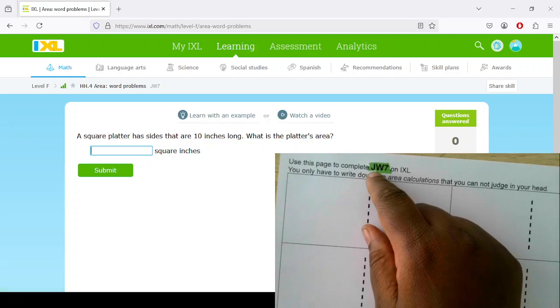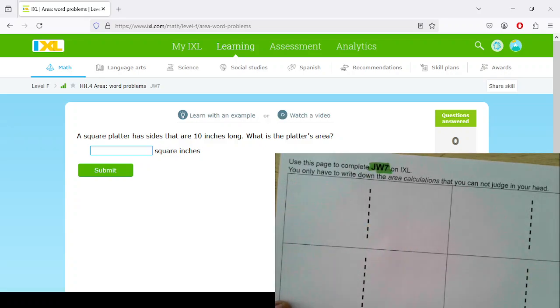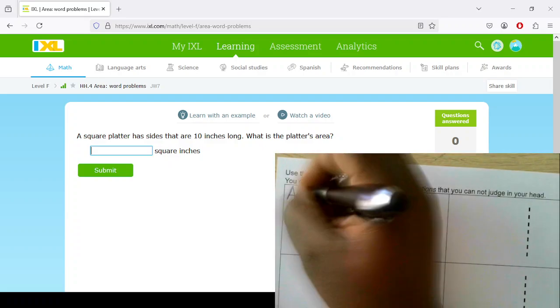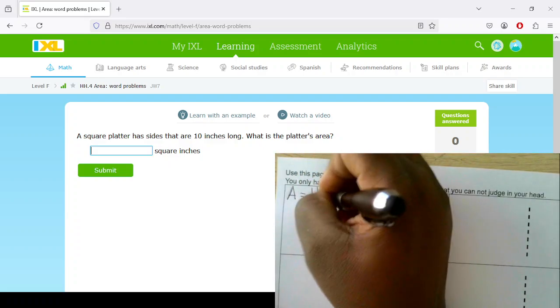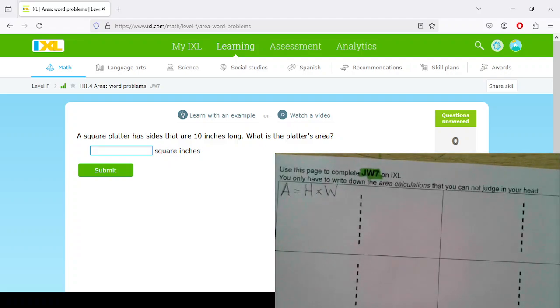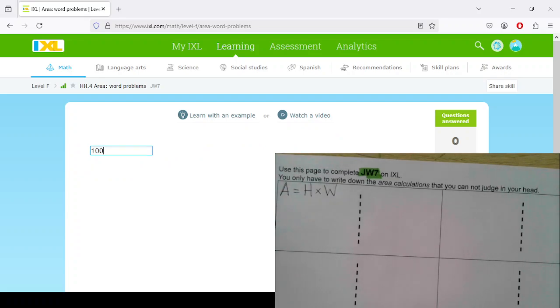A square platter has sides that are 10 inches long. What is the platter's area? So area is equal to height times width, the height dimension multiplied by the width dimension. It has sides that are 10 inches long. 10 times 10 is 100. Yeah, I could do that in my head, so I'm not going to finish writing it.